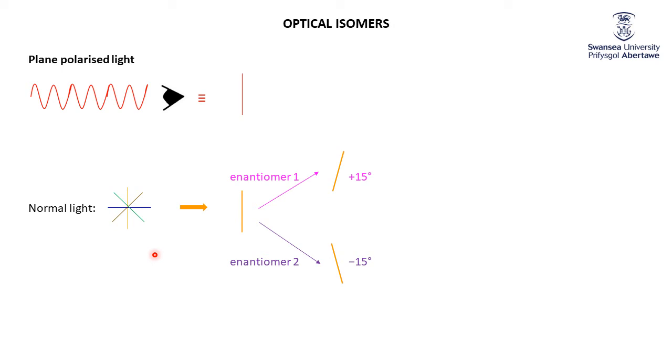We name these based upon that physical property. So enantiomer 1, in my example, rotated it clockwise, so it's called dextrorotatory. Enantiomer 2 rotated it counterclockwise, so it's called levorotatory. Nice words. And the abbreviations for those used to be D and L.